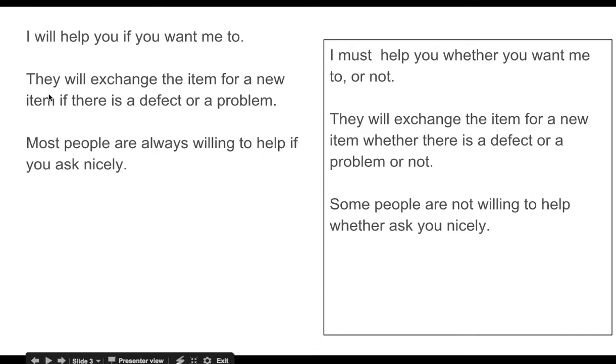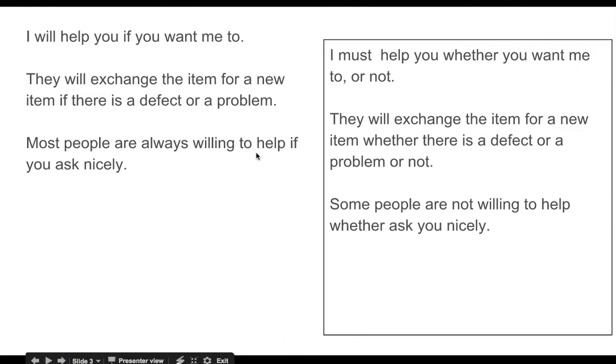If we look at this on the right, if there's a defect or a problem, then they will exchange the item for a new item. This sentence says they will exchange the item for a new item whether there is a defect or a problem or not. So in this case, the whether shows us if there's a problem or if there's not, they will still allow you to exchange the item.